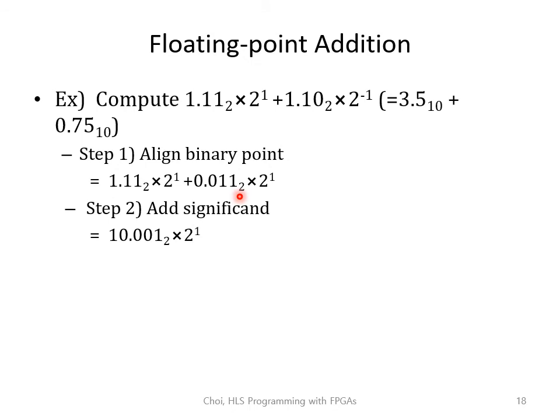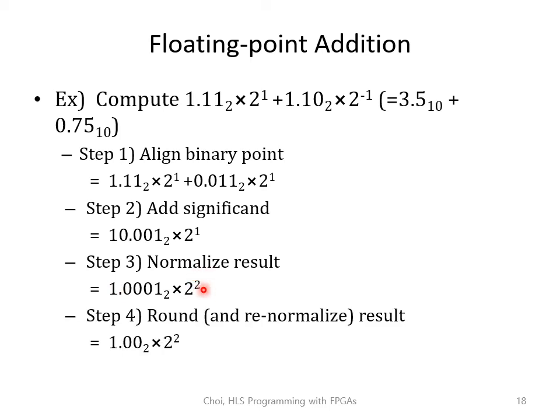The next step is to add the significands. 1.11 plus 0.011 is 10.001, and you can keep the exponent as is. Next, a floating point number is required to have 1 as the integer. So if you have a 10 as the integer, you need to normalize. So we have to move the binary point like this, and instead increase the exponent by 1.